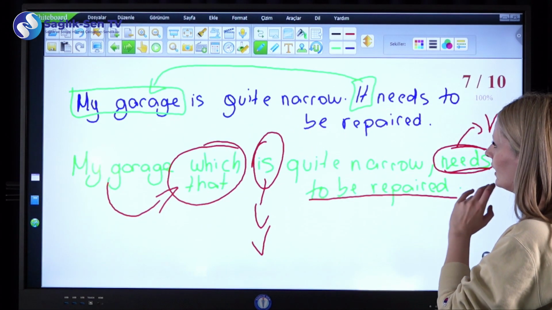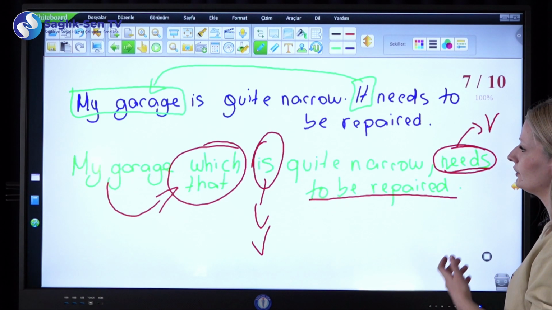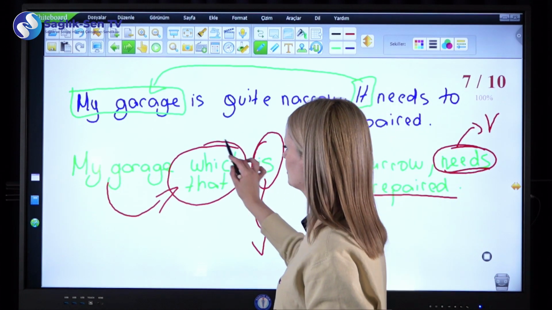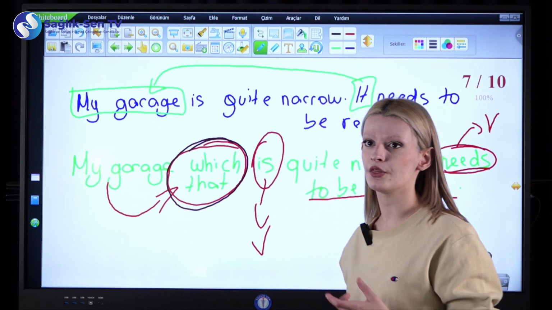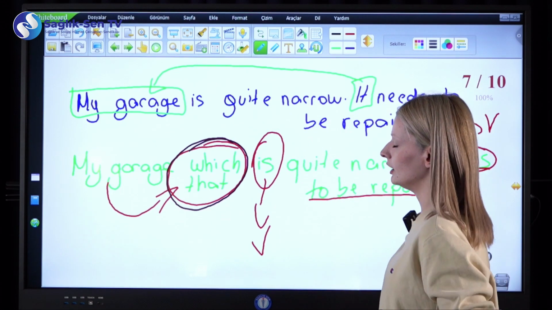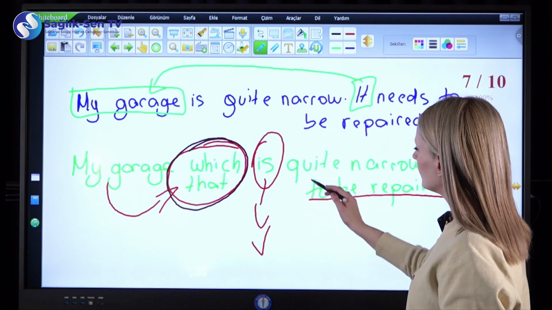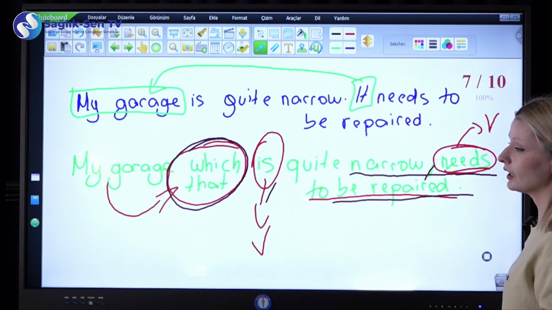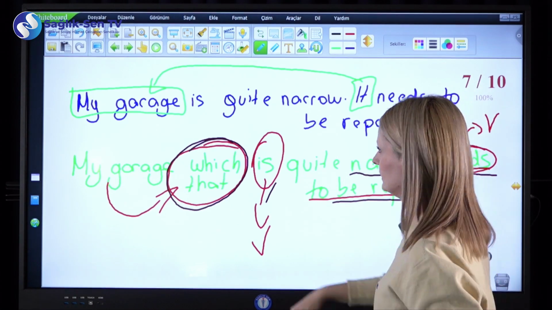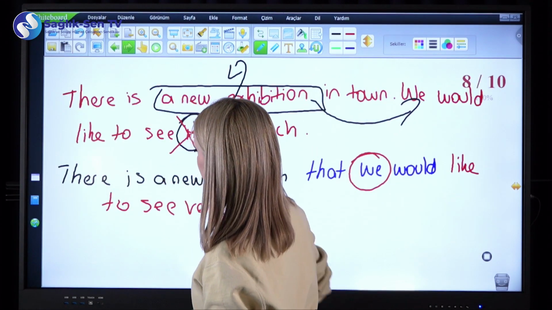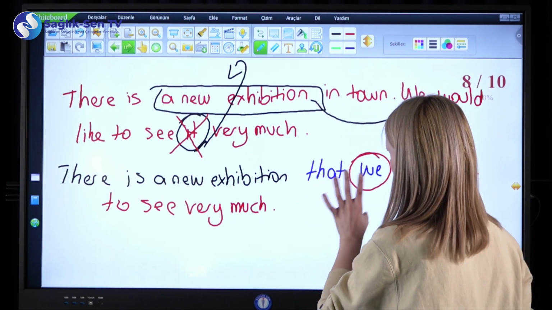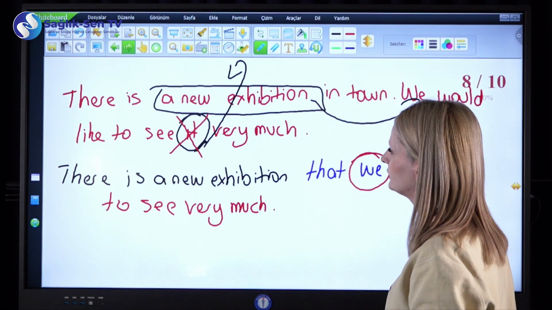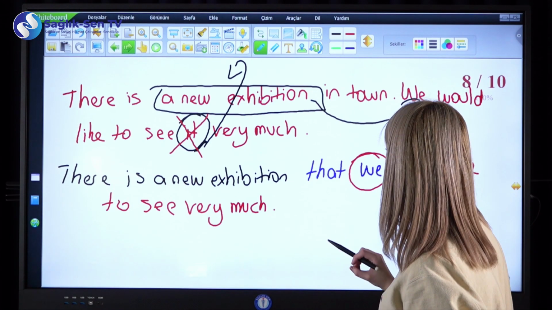My garage is quite narrow. It needs to be repaired. My garage, which or that, both are correct in this one, is quite narrow, and then comma, needs to be repaired. There's a new exhibition in town. We would like to see it very much.